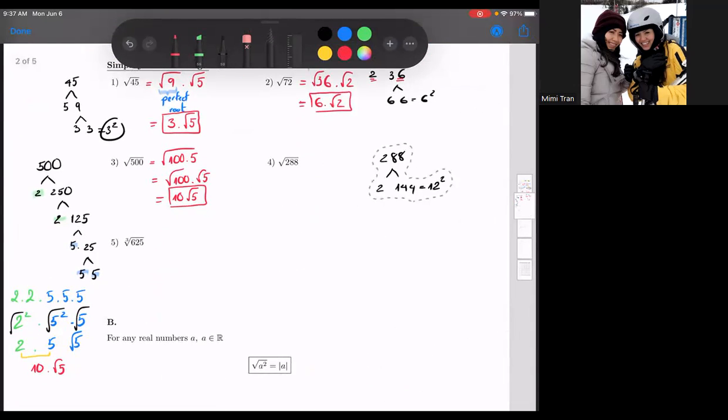And a lot of professors, they don't. So it's equal to what? 144 times 2. You say 2 times 144, doesn't matter. And then you can break it apart. So square root of 144 times the square root of 2. Square root of 144 is 12.